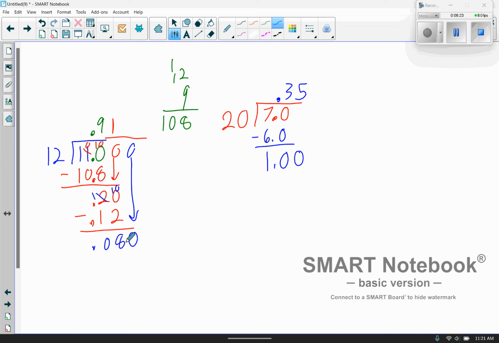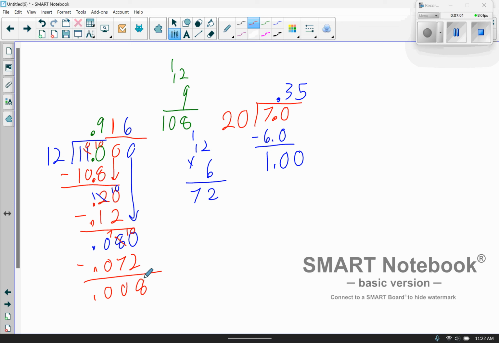So now 12 can divide into 80. Let's see, how many times? Let's see, probably about 6 times, right? So let's try that, 6. So 6 times 12, let's see, 2, carry the 1, 6, 72, yes. So we're going to go ahead and we have to subtract 0.072 from this. Okay, and let's see, that will leave me with, so I got to borrow again. That'll leave me with 0.008 right there.